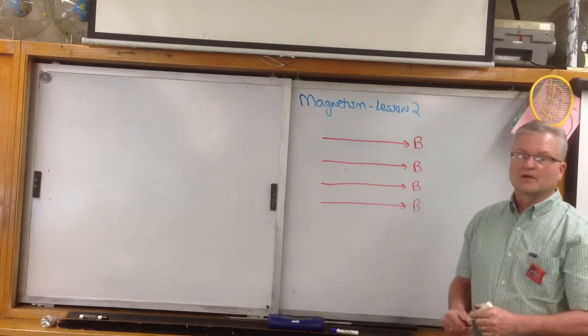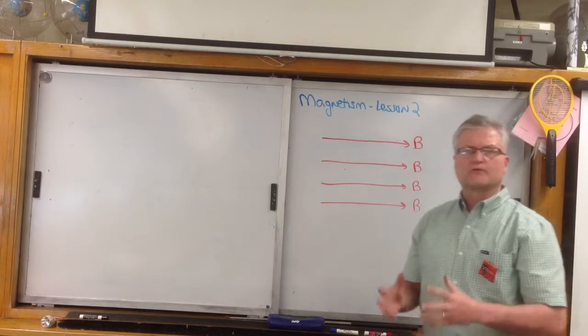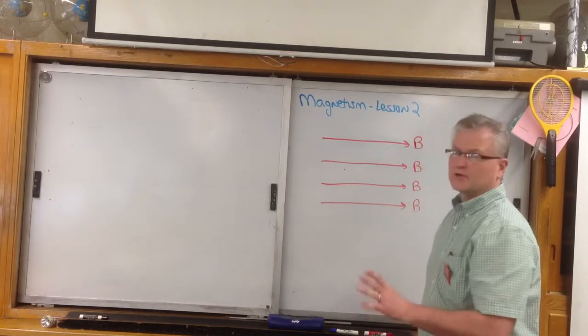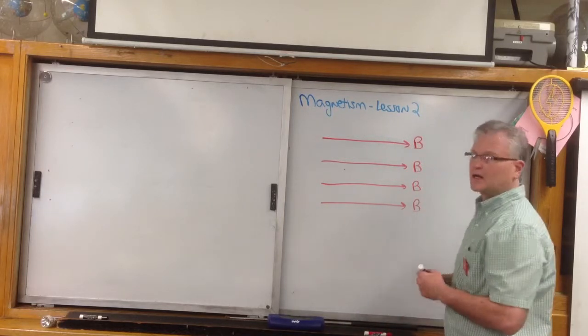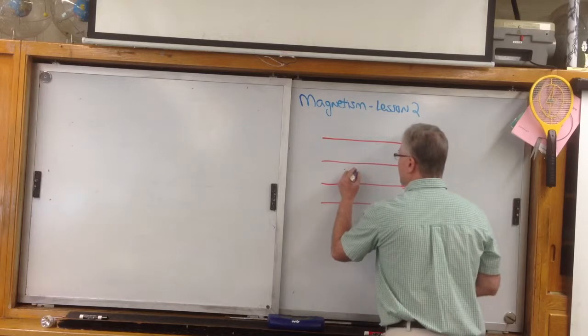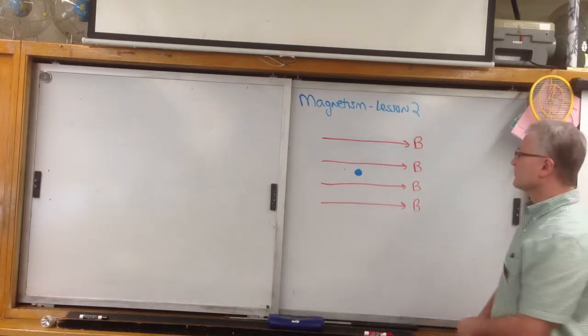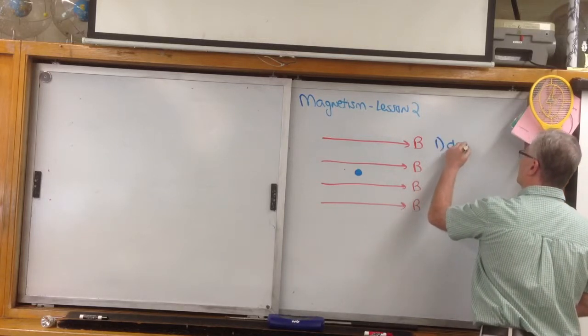All right, now the next question is, once we have these lines, are there actual forces acting on objects in magnetic fields? And the answer is absolutely true. To have a force in a magnetic field, a magnetic force, first we need an object. So there's a couple rules of thumb. First, the object must have a charge on it.